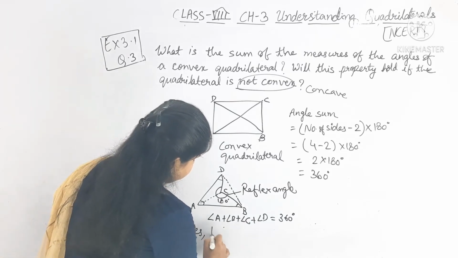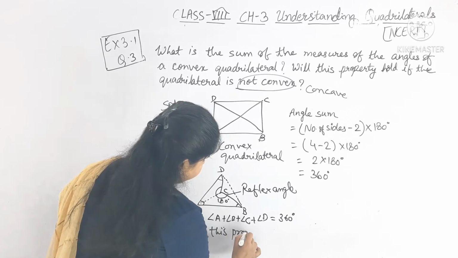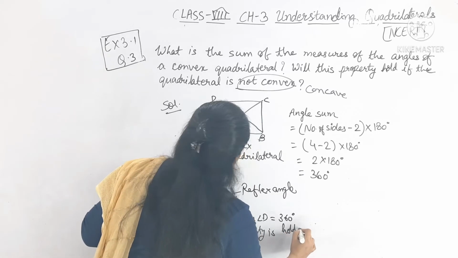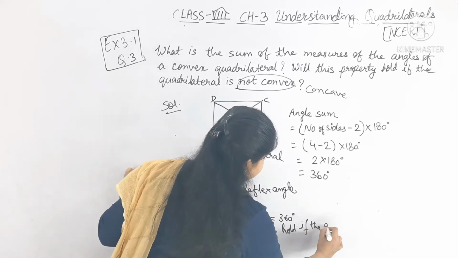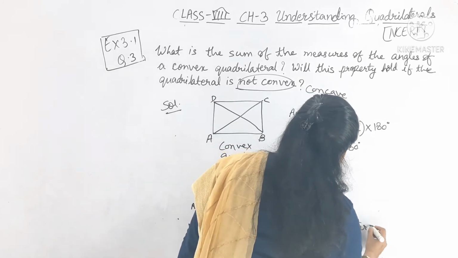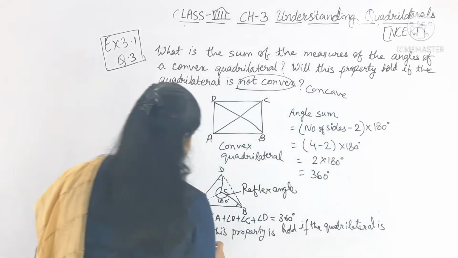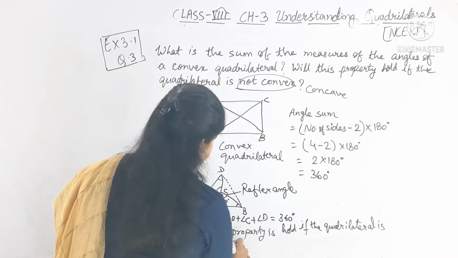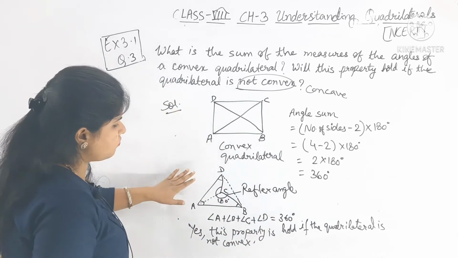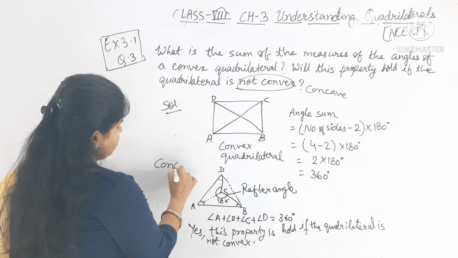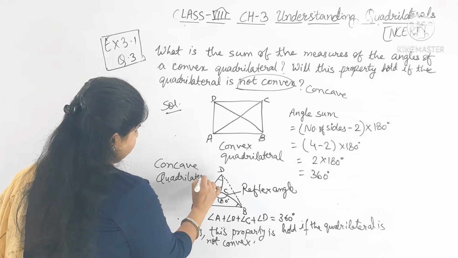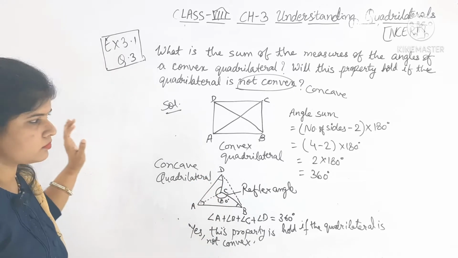Yes, this property holds if the quadrilateral is not convex. So you can see that this is for a convex quadrilateral and this is for a concave quadrilateral. This is concave. So this is the solution.